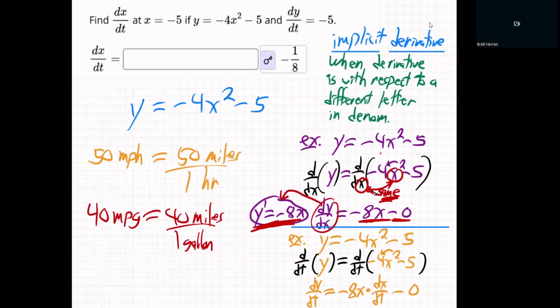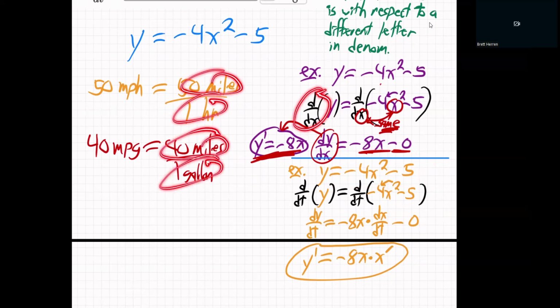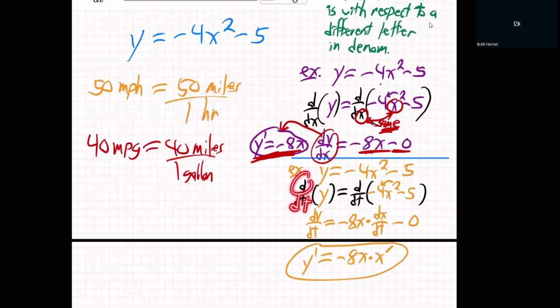Now, down here, we're going to start with the exact same equation, but instead of taking the derivative with respect to x, like miles per hour, we're going to do miles per gallon, something different. We're going to do d/dt. We're going to say, what's the difference in y as time changes? We're doing something different. Now notice in this case that this letter and this letter are not the same.